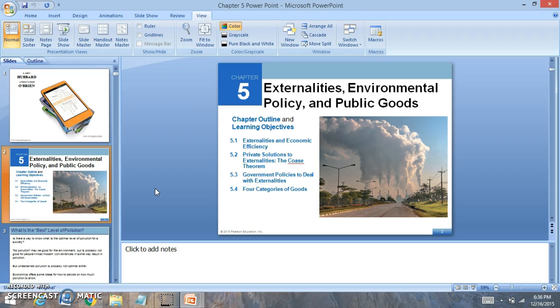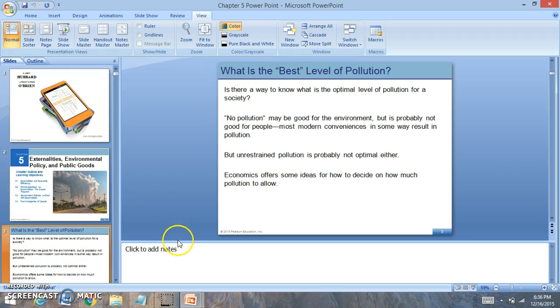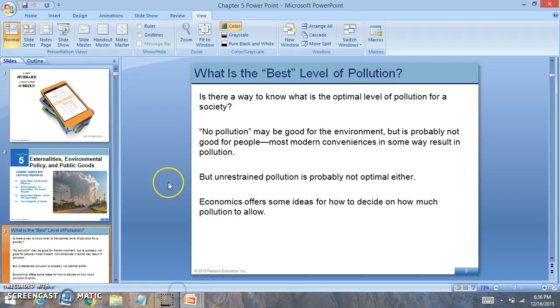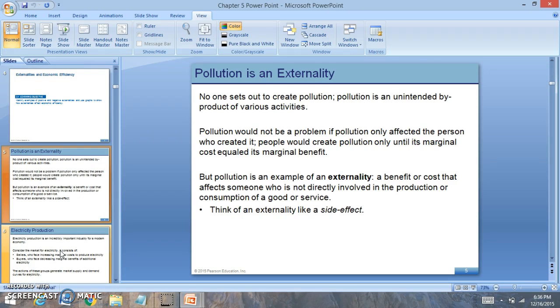Chapter 5 is going to look at the role of externalities and public goods. When we look at externalities, you notice that an externality is going to be a cost or benefit to a third party. We have two types of externalities, a negative externality and a positive externality. An externality is a cost or benefit to a third party. That's the key we have to focus on.